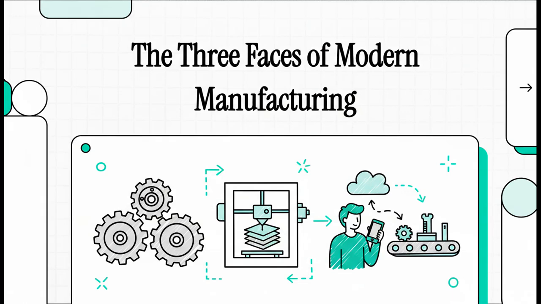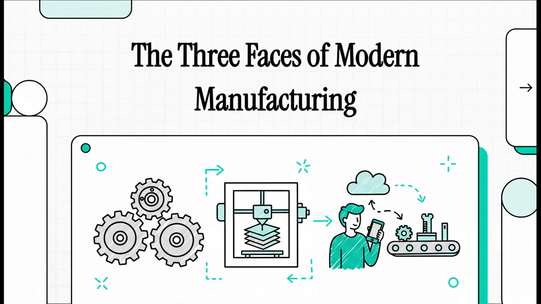All right, let's talk about how everything gets made. Seriously. We're going to pull back the curtain on the three fundamental ways we build the physical world around us. Everything from a single custom gear to the millions of phones in all our pockets. So how do you build for just one person versus building for millions?